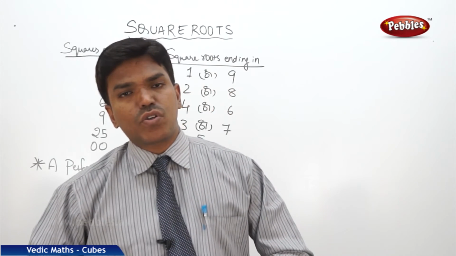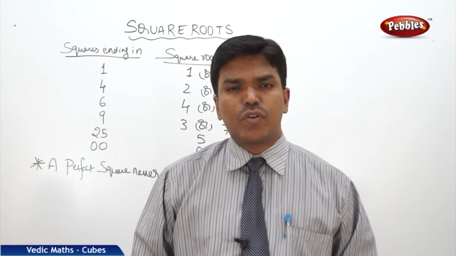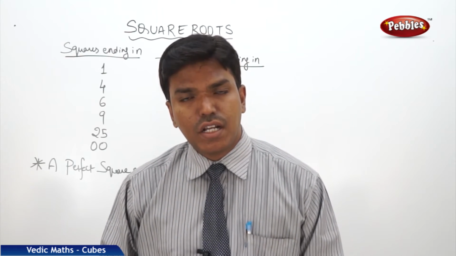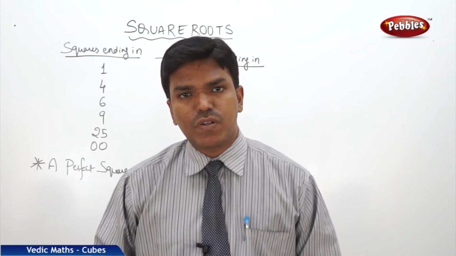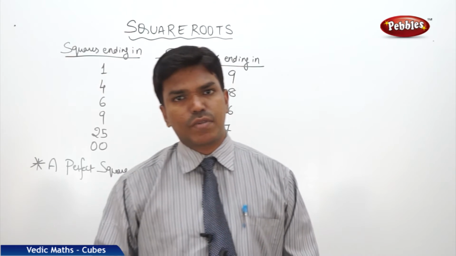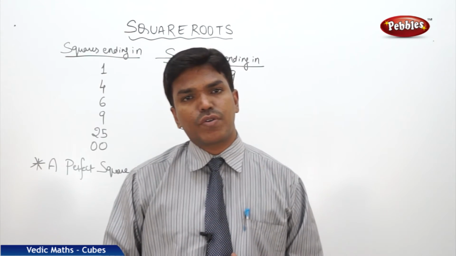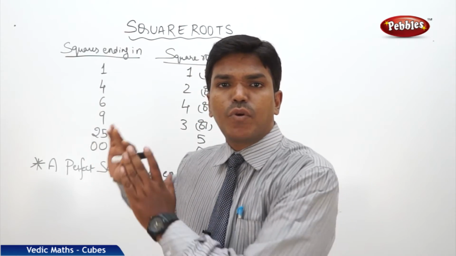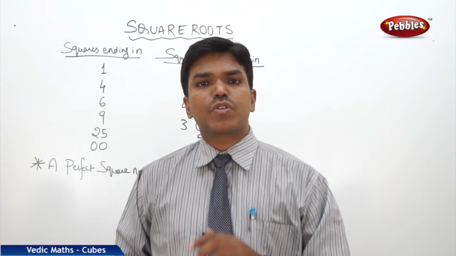Friends, our next topic is square roots. To find the square roots, as we already discussed, it is mandatory to know up to 30 squares. Why? Because if you are very good at 30 squares, we can calculate the square roots very easily. Before that, the square roots which I am going to find are for perfect squares.